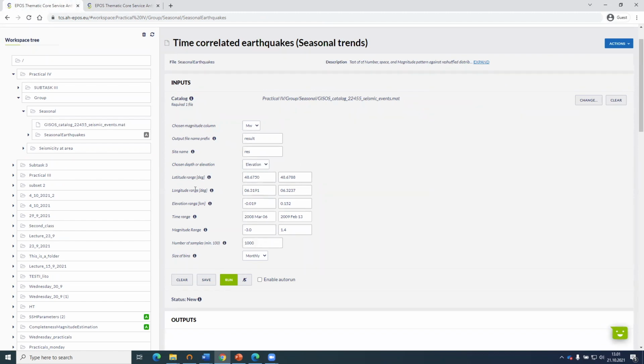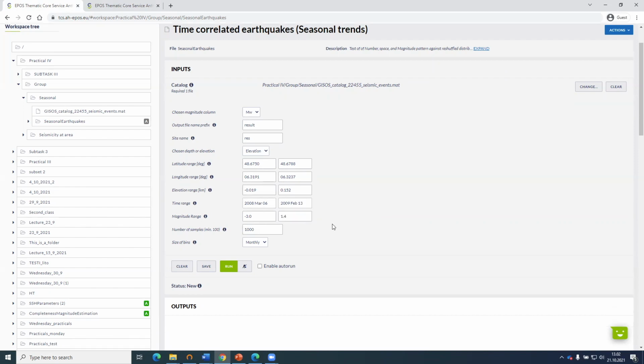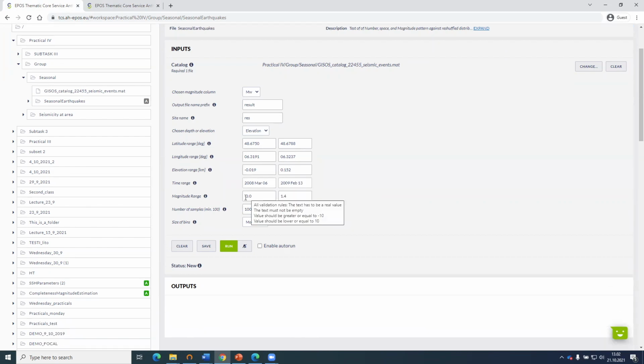Latitude range and longitude range usually take all the events from the catalog, so they are automatic. Elevation range: from a little below the sea level to something like 150 meters above that. That's the range of the events in this catalog. Time range, we take it all. And then there's the magnitude range from -3 to 1.4. And number of samples, 1000, minimum 100. Here it is 1000, it can be 10,000.